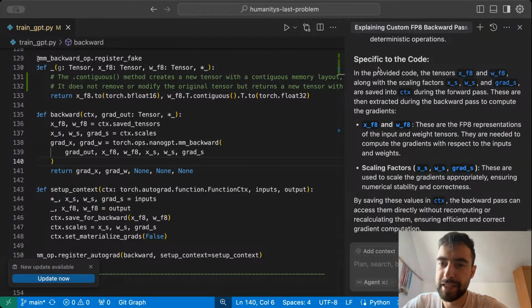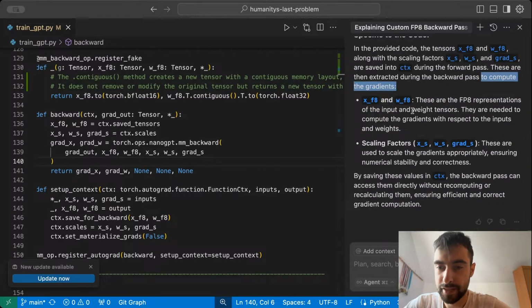Okay. Specific to this code, in the provided code, the tensors xf8 and wf8, along with the scaling factors, are saved into context during the forward pass. These are then extracted during the backward pass to compute the gradients.